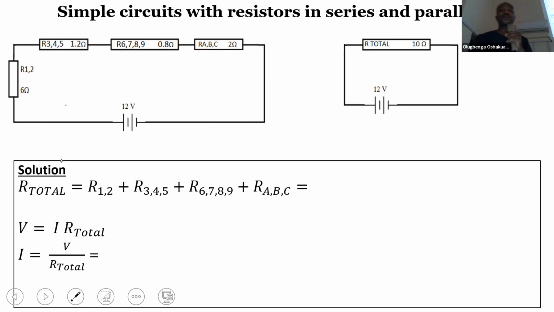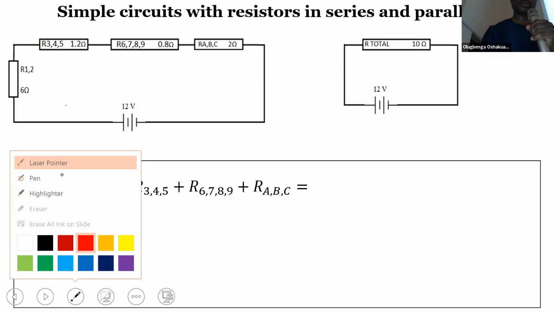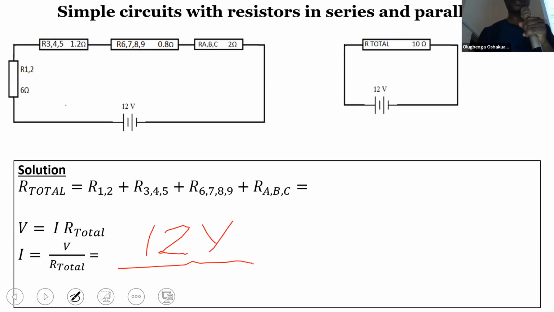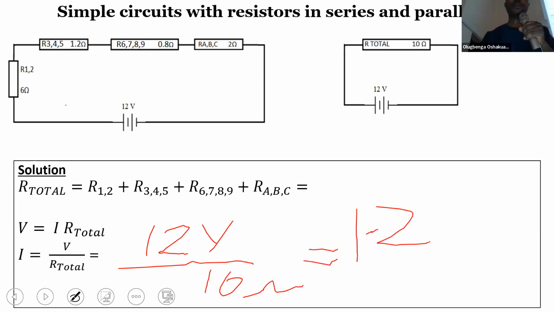So then the total resistance is now to see all the resistors in this circuit to be in series. And we now have the 10 ohm resistor. And then we will now see the current flow is V, which is 12 volts, divided by R total, which is 10 ohms. And that gives us 1.2 amperes.